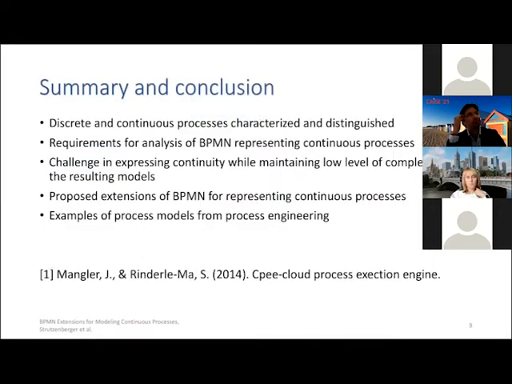In our work, we characterize discrete and continuous processes, and we derived requirements for complete and also correct depiction of continuous processes. We applied these requirements on BPMN, and we introduced extensions in order to simplify the modeling process and also include all necessary details in the process model, while we are trying to keep the complexity of the model as low as possible. Further, we applied the extensions on process examples, which we have selected from process and control engineering.